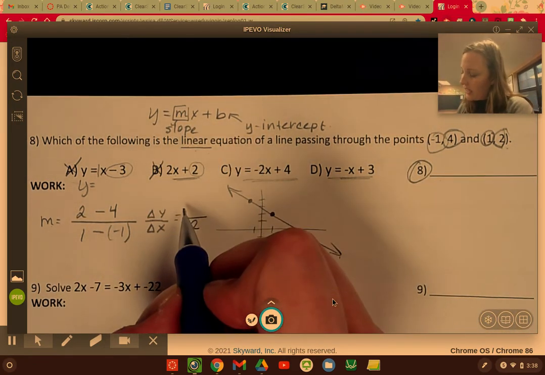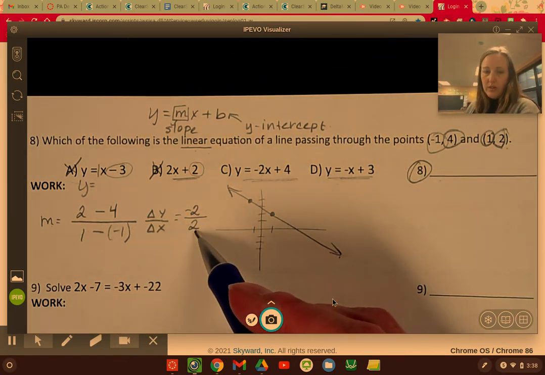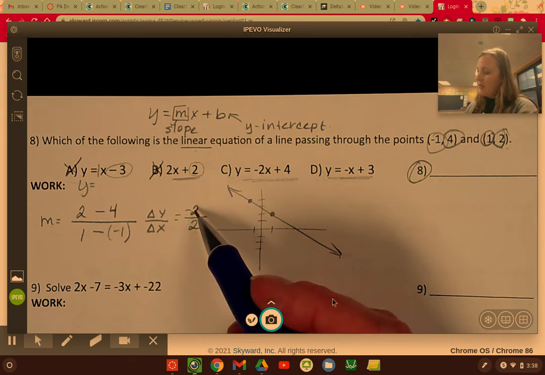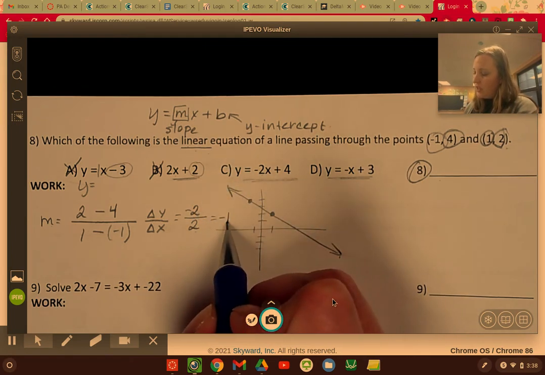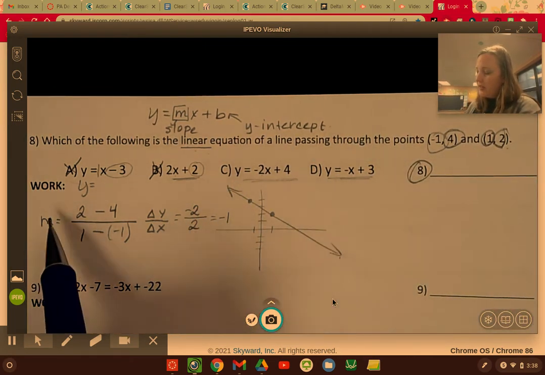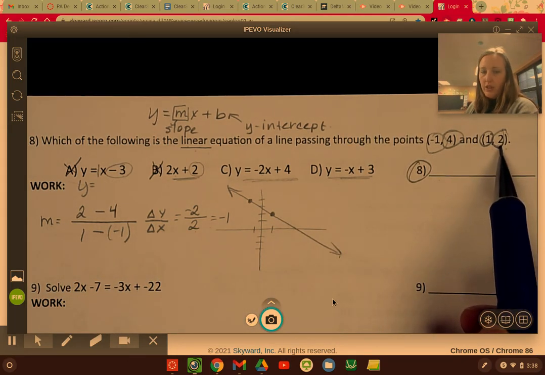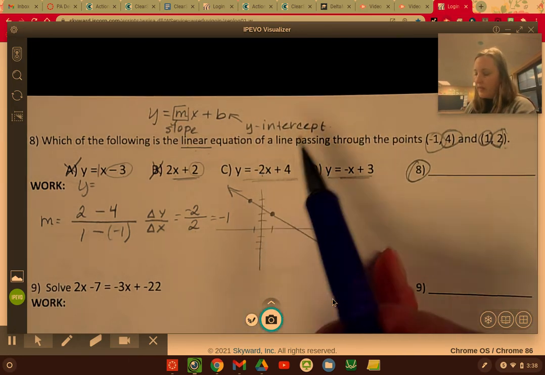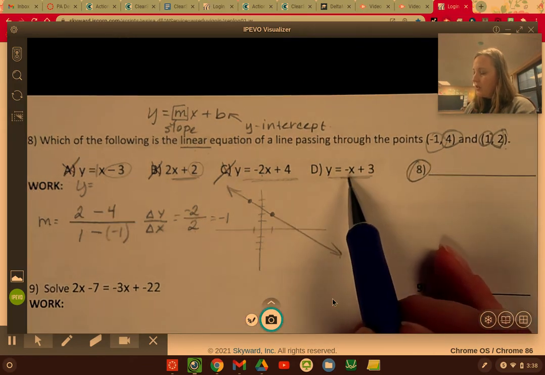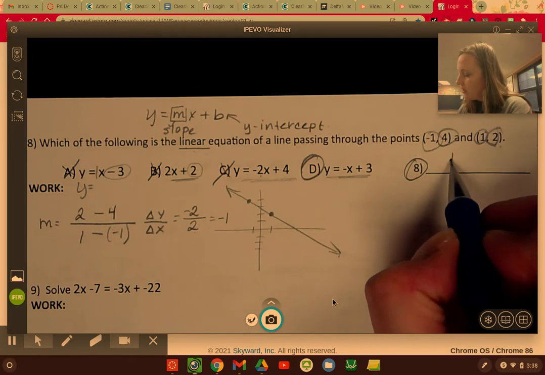2 minus 4 is -2. What's -2 over 2 simplified? That's the same as -2 divided by 2, or it's saying 2 times what gives me a -2. That would be a -1. So this is the slope between these 2 points. So now I know for sure what the slope is. This slope says -2. That's not right. This slope says -1. So this is my answer.